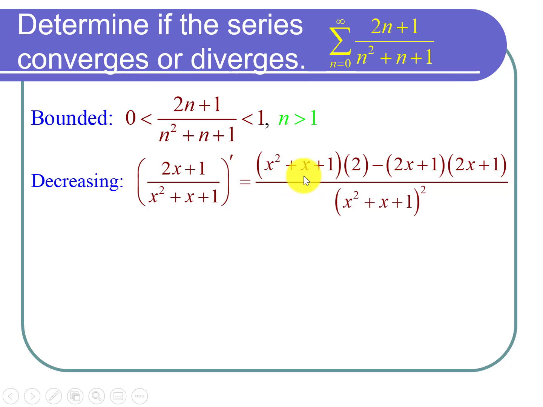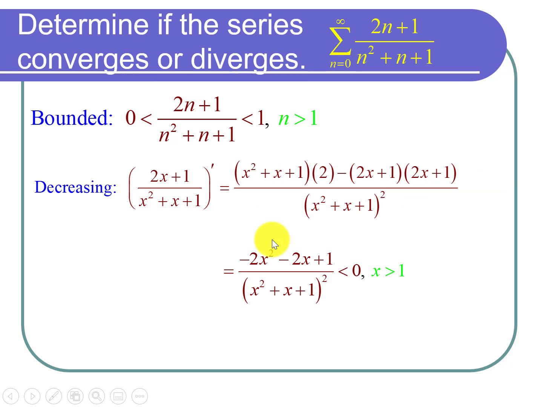So I just multiply the numerator through and combine like terms. I'm going to spare you the mess. And what I got is negative 2x squared minus 2x plus 1. And then we still have the denominator squared. Notice anything squared can't be negative. It's got to be positive as long as you're bigger than 1, which we are. So we just have to show that the numerator is negative.